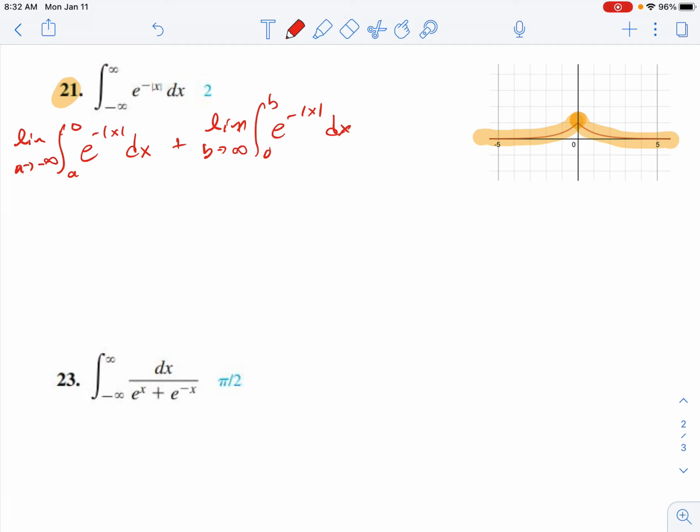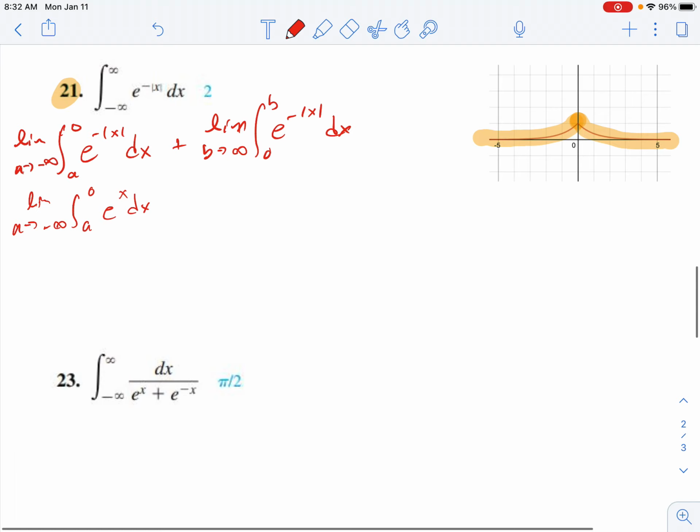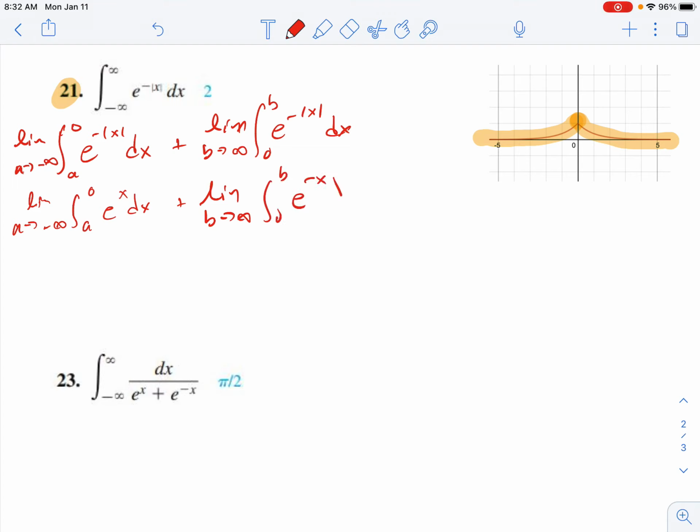And like we said on the graph, when x is less than 0, the function acts as e to the x. So we can just treat this as the limit as a goes to negative infinity of the integral from a to 0 of e to the x dx. And we can do plus the limit as b goes to infinity of the integral from 0 to b of e to the negative x dx. And again, that's just using the graph itself.